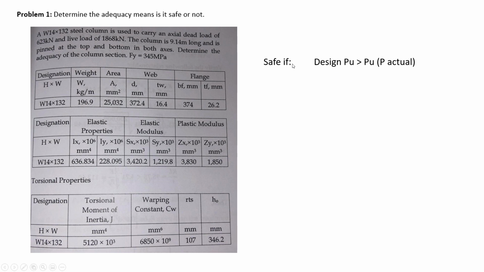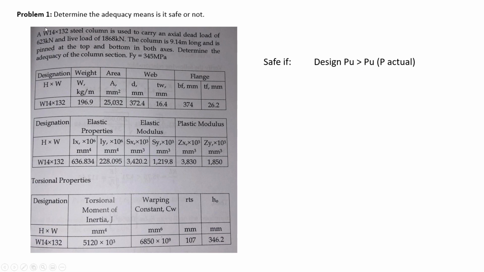Okay. So, it is safe if the design PU is greater than the actual load, the maximum allowable PU. The safety factor should be greater than the actual. Of course, if the actual is bigger, your column will buckle or break. So that is the main idea.